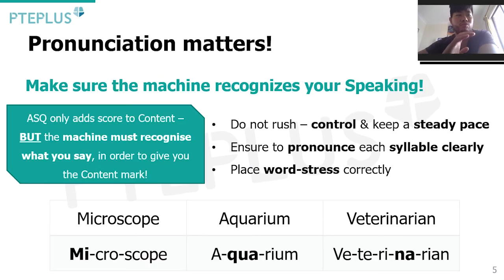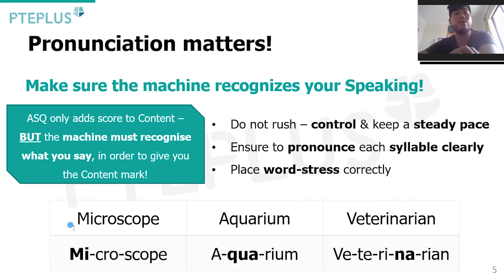We also really encourage you to focus on your pronunciation, because pronunciation matters. Make sure the machine recognizes you're speaking, because ASQ, answer short question, only adds score to content, but the machine must recognize what you say in order to give you that content mark. Don't rush, control and keep a steady pace as you're talking. Ensure to pronounce each syllable clearly and place word stress correctly.